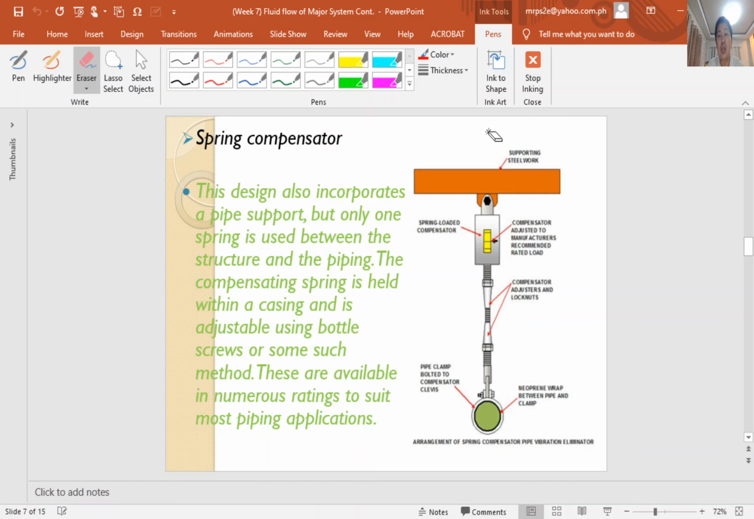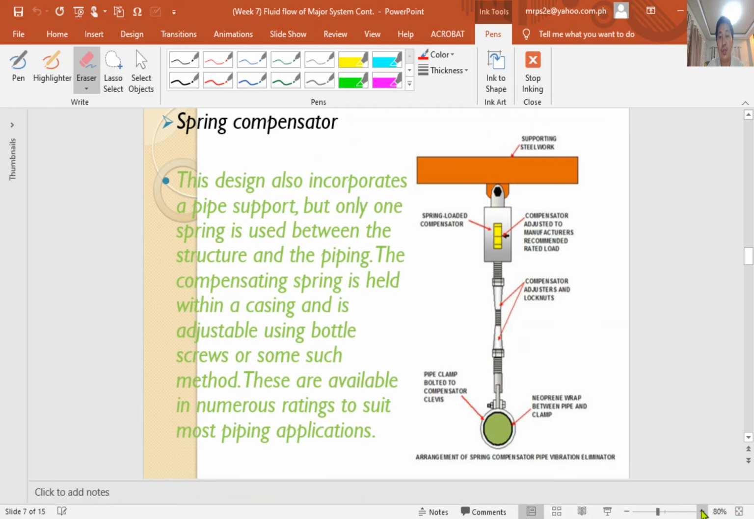As you can see in this illustration, we have the supporting steelwork, which is welded to the structure, probably to the ceiling. And then there is an I-beam here, so it is bolted. Here we have the spring loaded compensator.